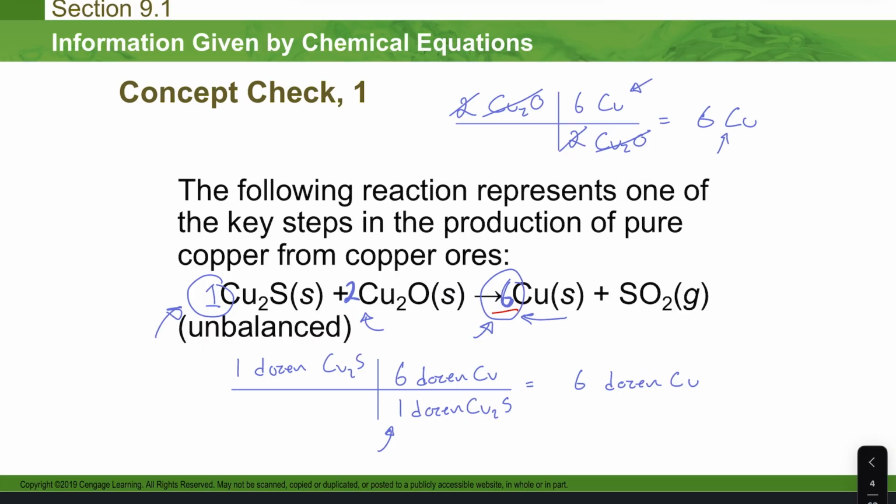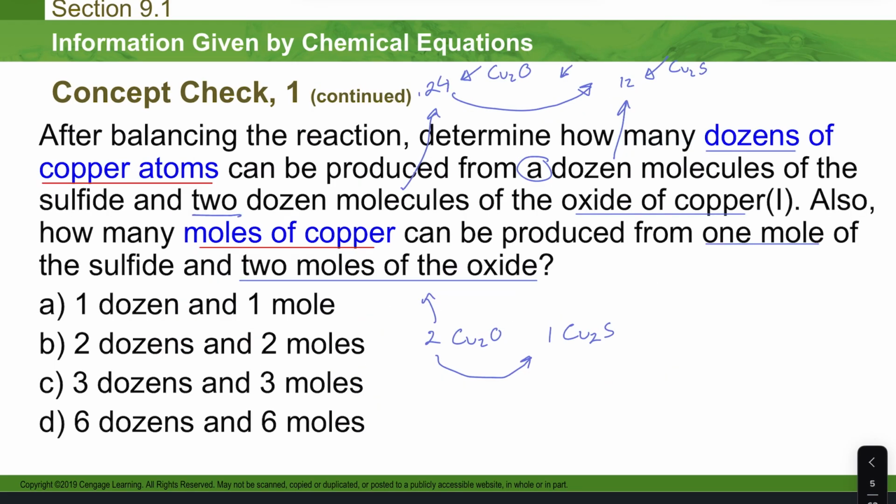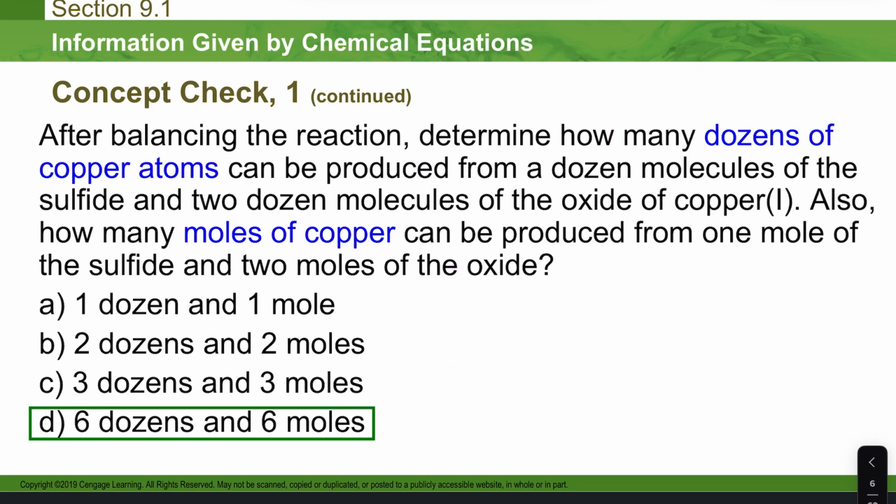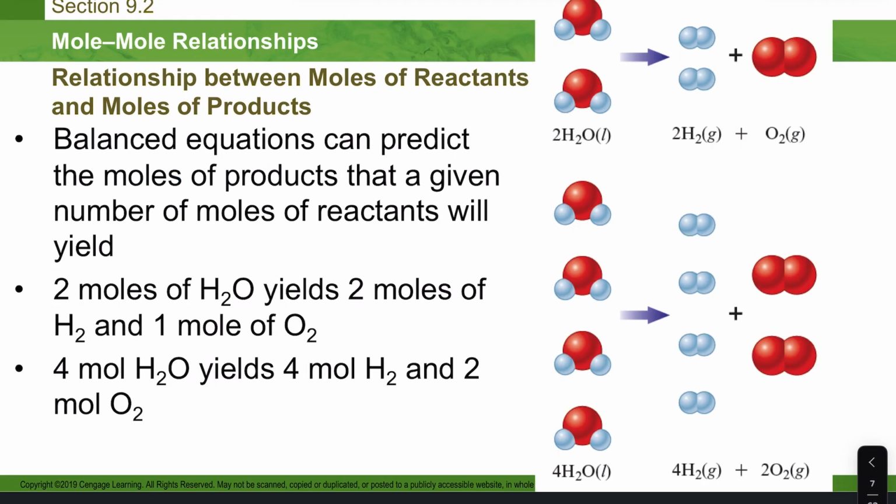Now this could be dozens. This could be moles. What have you. It could be any kind of unit that is going to collectively just count the number of atoms. And so our answer ends up being 6 dozens, and 6 moles. And so this is our introduction to mole relationships. When we're looking at an equation, we have the ratios of each of the atoms, and from that we can see how everything works out.